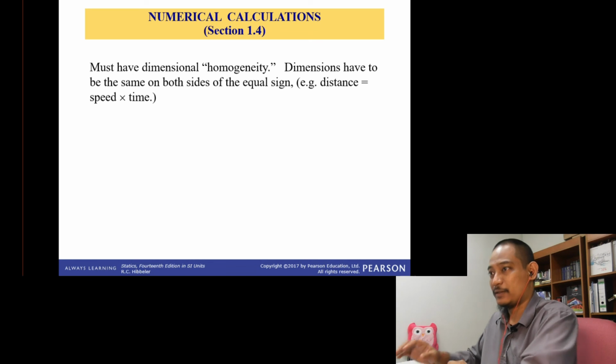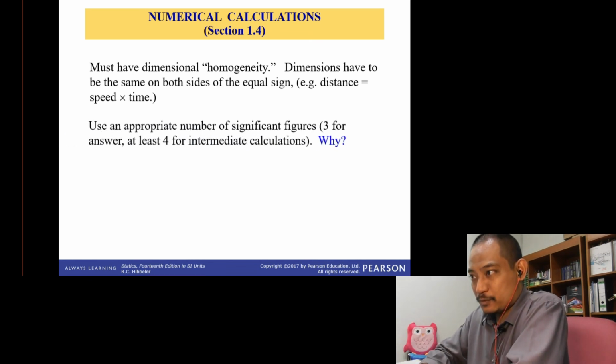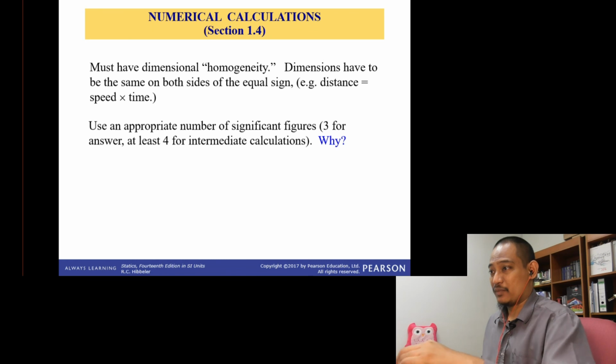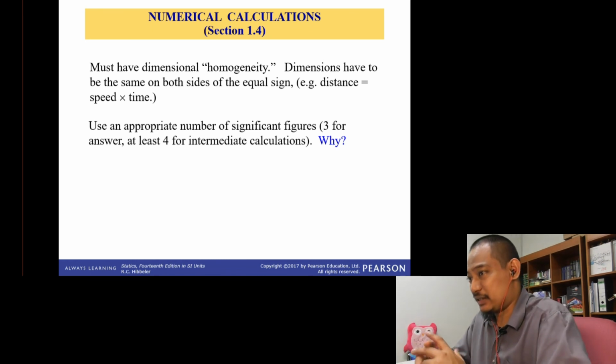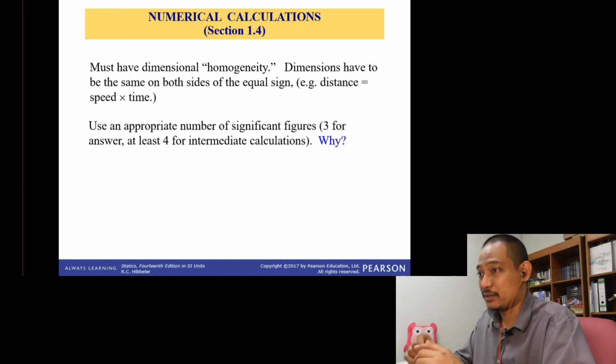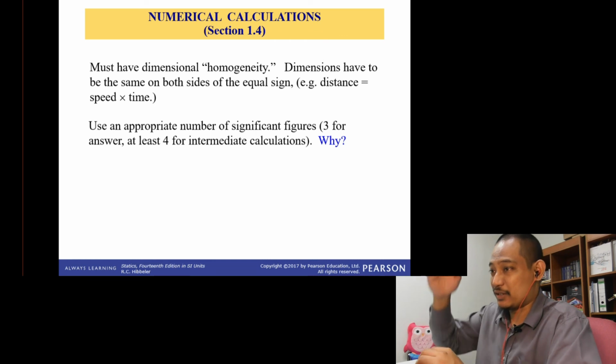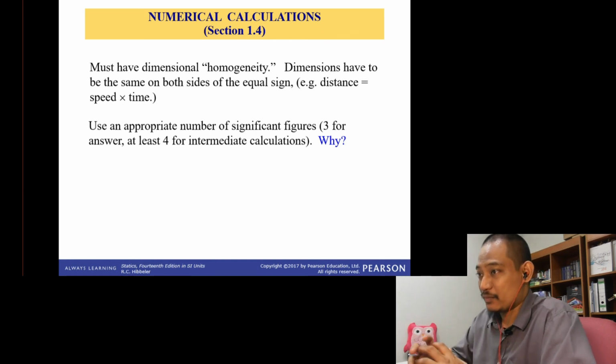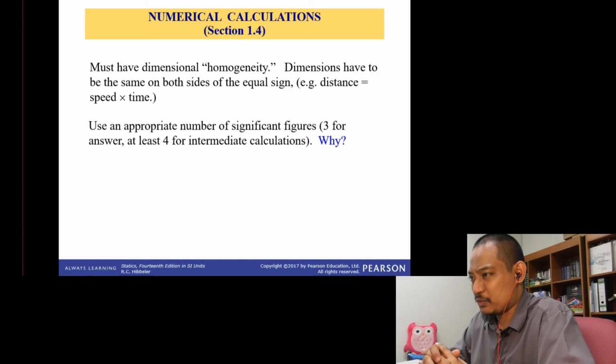Next, numerical calculation. What is important here? Certain things in terms of understanding. Use an appropriate number of significant figures. Normally they expect 3 significant figures for your final answer, but for your intermediate calculations, it should be 4 or more significant figures. Do you understand why?